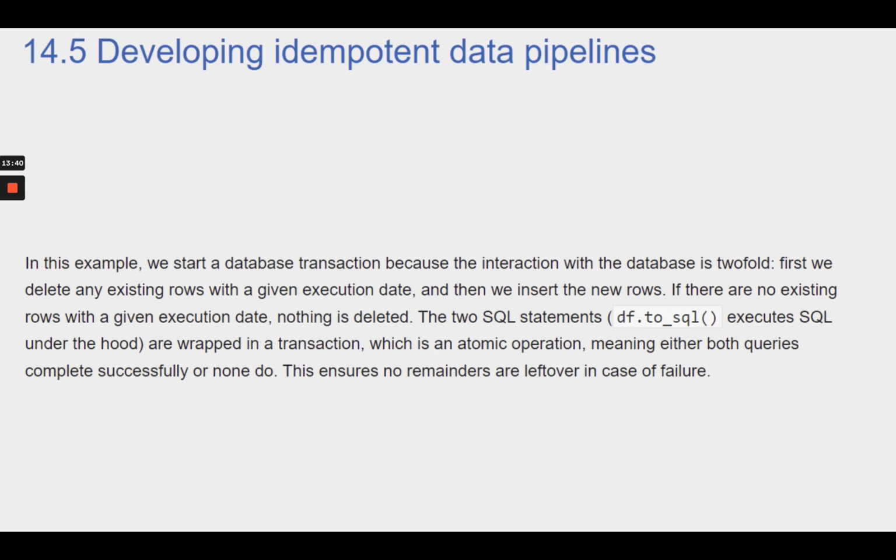In this example, we start a database transaction because the interaction with the database is twofold. First, we delete any existing rows with a given execution date, and then we insert the new rows. If there are no existing rows with a given execution date, nothing is deleted. The two SQL statements, df.to_SQL executes SQL under the hood, are wrapped in a transaction, which is an atomic operation, meaning either both queries complete successfully or none do. This ensures no remainders are left over in case of failure.